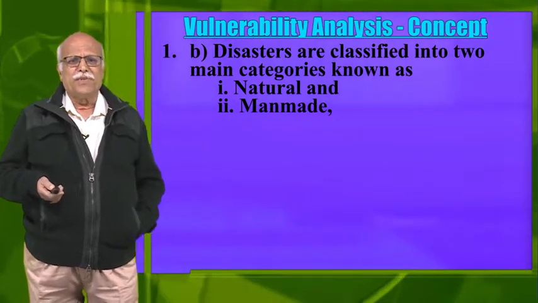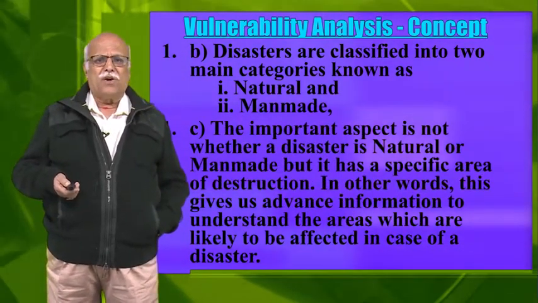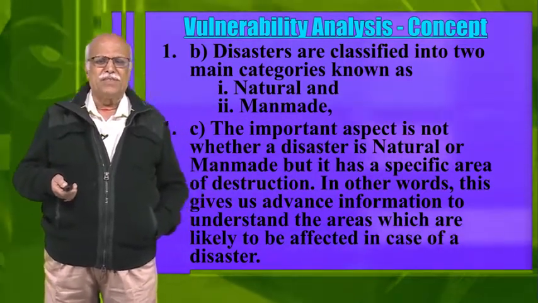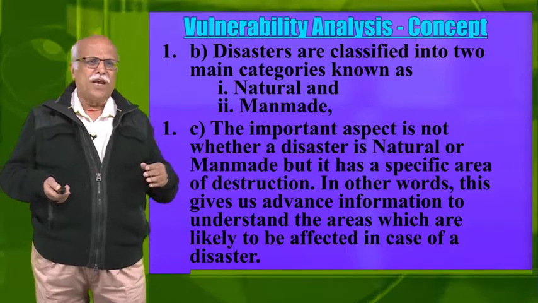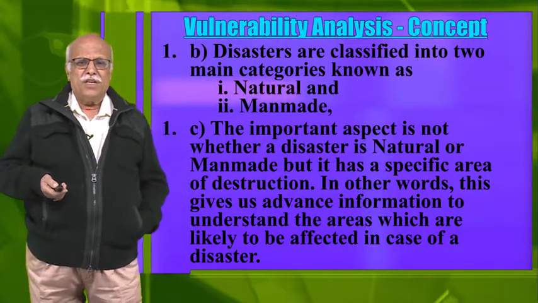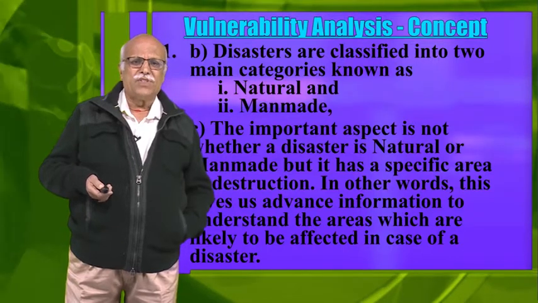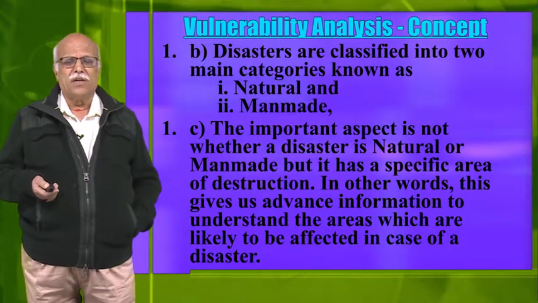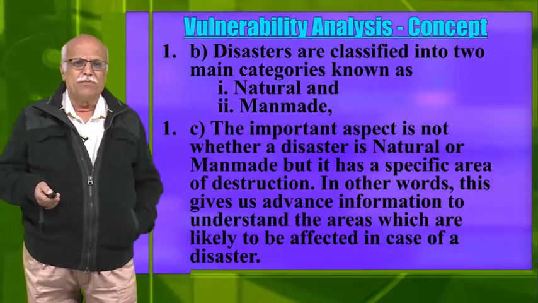Now the concept behind all this is that the important aspect is not whether a disaster is a natural one or a man-made one. That is not the question, but that it has a specific area of destruction. What we mean by this is, every disaster is not designed to have an infinite amount of destruction. It has a specific area. In other words, if we know this area well in advance, if information is known to us about the areas which are likely to be affected, then our planning for such disasters will become much better, and we will be in a position to tackle the situation in a much better way.